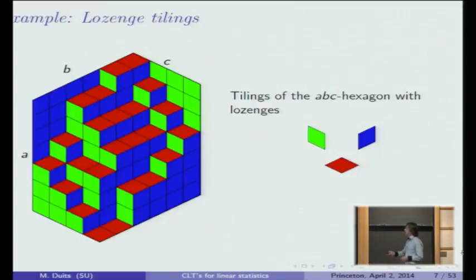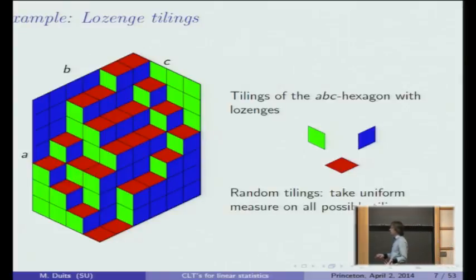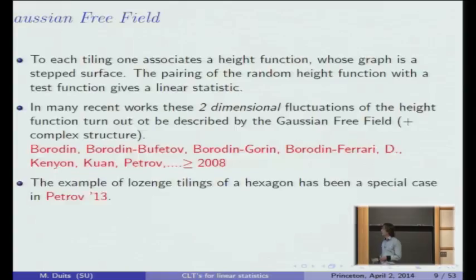For example, in this way. So this is one way of tiling this hexagon. Of course, there are many different ones. And there is a natural way of defining a probability measure on these tilings: just take the uniform measure on all possible tilings. So this gives you a probability measure on all possible tilings, and we ask, of course, the question: what happens when the hexagon is very large, or when the mesh of the lattice is very small?